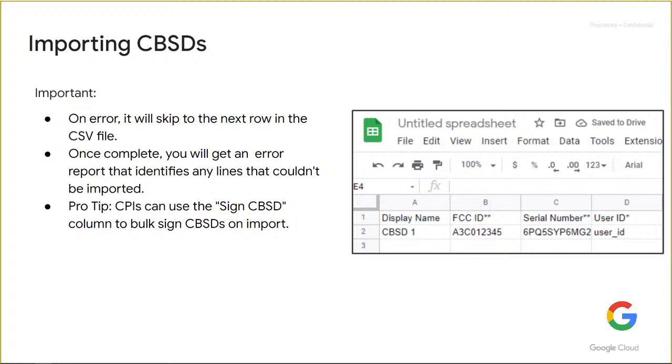It will skip rows with errors. For example, if you put a letter in the latitude, or if you got a wrong FCC ID, you fat-fingered it, it's just going to skip that row. It's going to continue and import the other items in that CSV file.